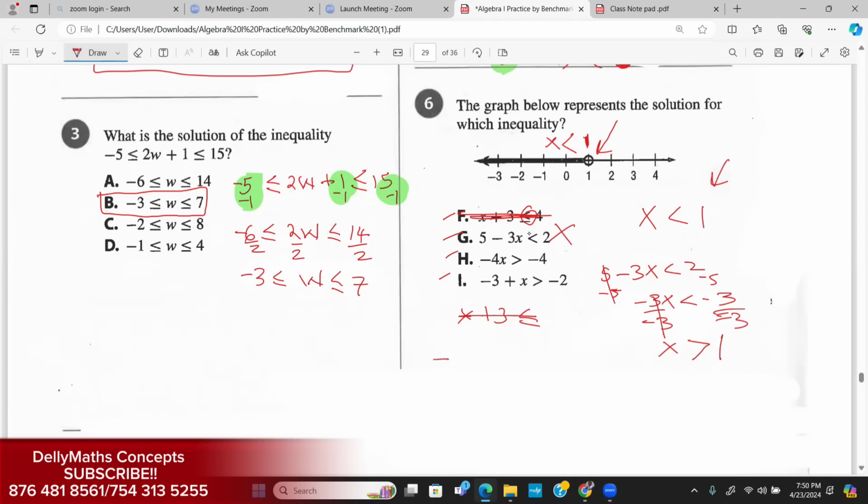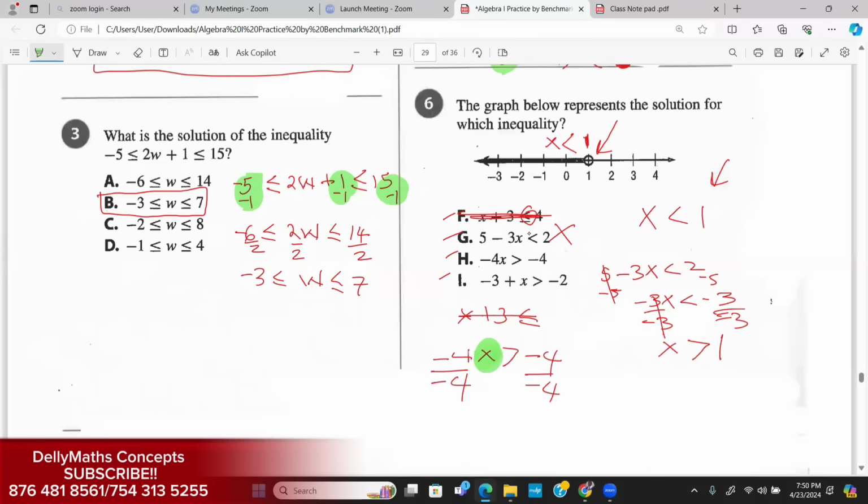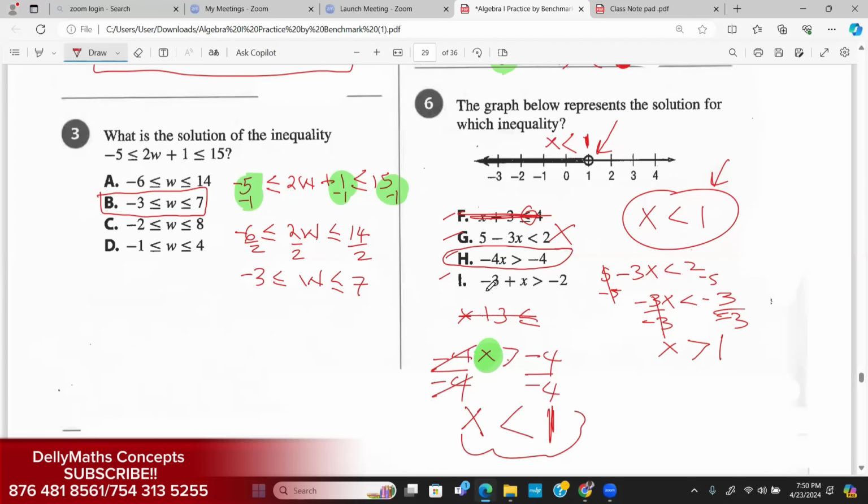Well, the next one, -4x is greater than -4. At this moment, I'm going to divide through by -4 so that the x stands alone. Now, when I divide by a negative number, x will be alone because this cancels, and I have to flip the sign. So this becomes less than, and then this becomes 1. This is exactly what we're looking for right here. So the answer is at H. Let's keep rolling.